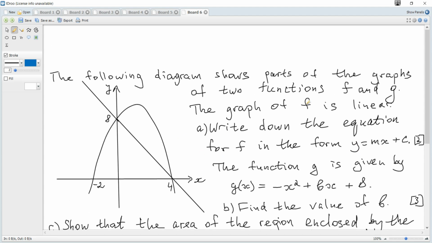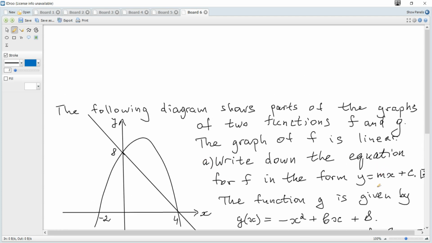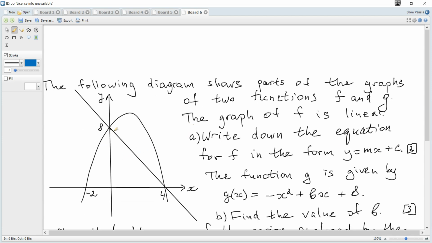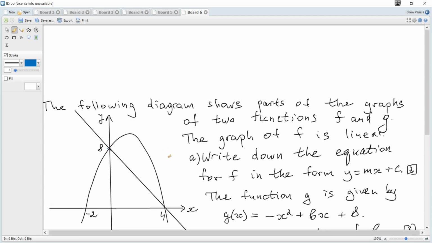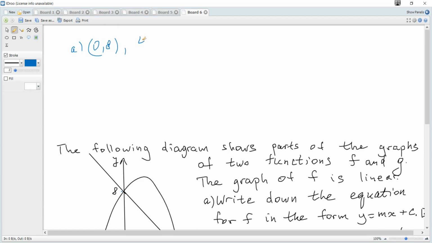So f is a straight line and the equation is mx + c, so we need to find the gradient m and this parameter c. To find the gradient, we can see that there are two points on the line, (0, 8) and (4, 0). Since we know two points on the line, we can just use the formula given in the data booklet: y2 minus y1 over x2 minus x1. Substituting the coordinates of the two points, it becomes 0, 8.